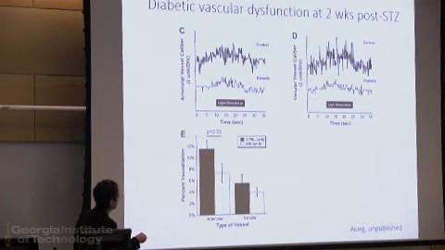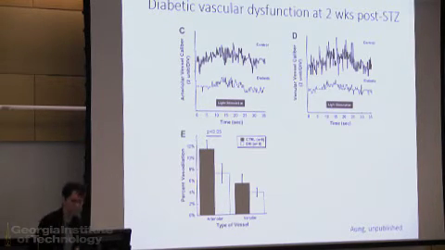That's much more visible when we quantify it here. So this is percent vasodilation. You can see we get almost 12% in the controls and more like 7% in the diabetics. And we see a similar type of response in the venules, but it doesn't quite reach significance.